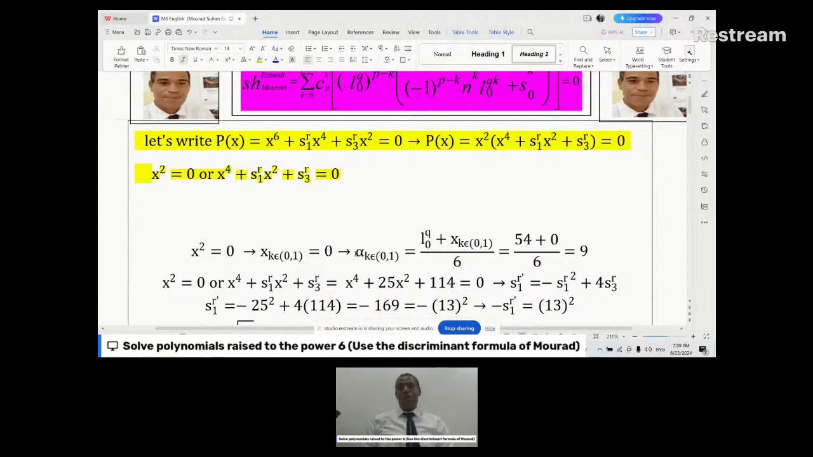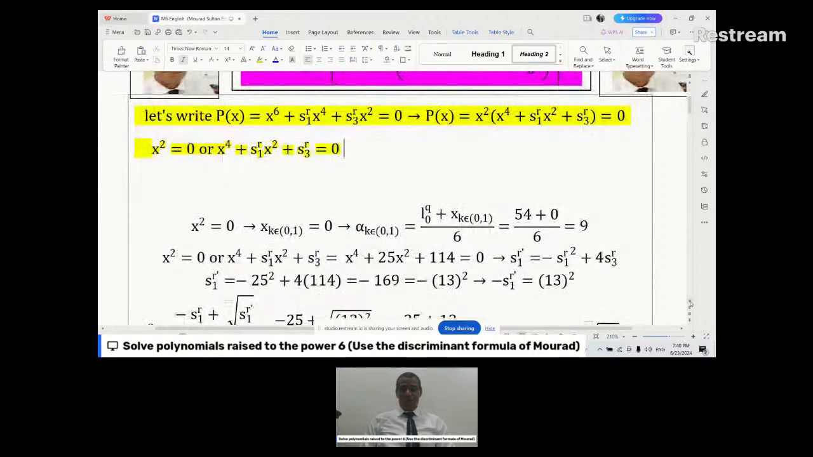Therefore, learners, x squared is 0 means the roots alpha k belong to 0, 1. The sum of the roots divided by 6, simply because the highest power is 6. It will be 54 plus 0 divided by 6 is 9. Okay, these are two real roots.